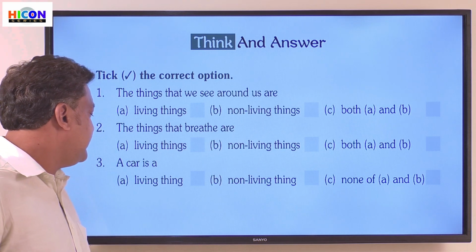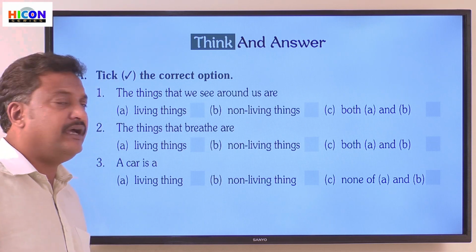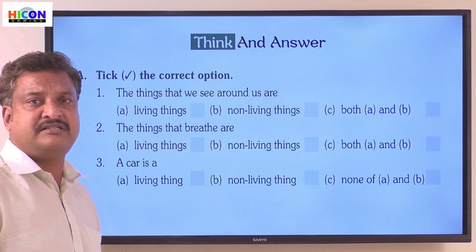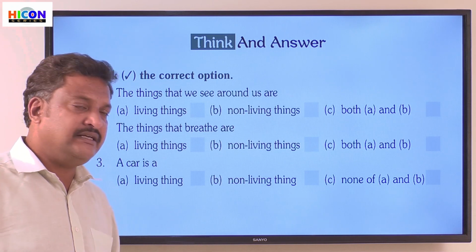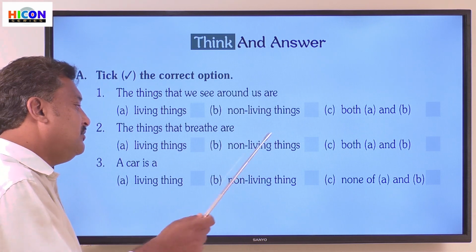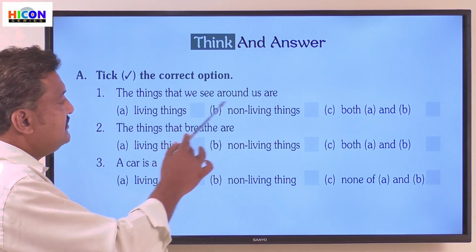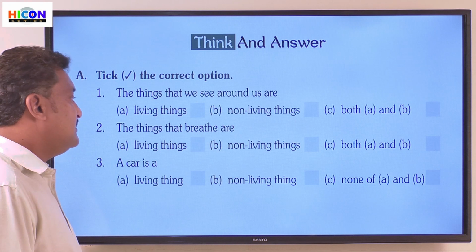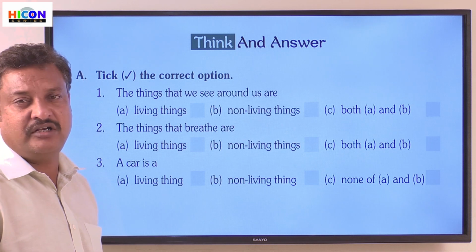Now, a car is a living thing, a non-living thing, or none of A and B. So, a car is something which doesn't have any life. It doesn't grow. It doesn't move. It doesn't take any food, isn't it? So, car is an example for a non-living thing, right? So, I'll read the sentences once again. The things that we see around us are both living things and non-living things. The things that breathe are living things. A car is a non-living thing, right?